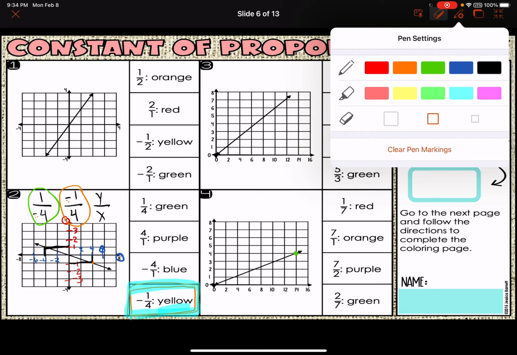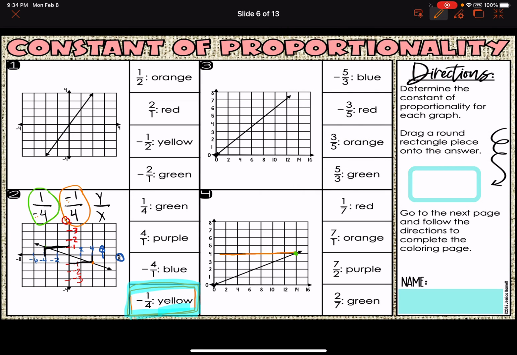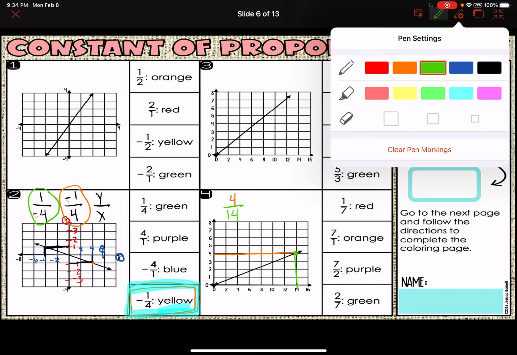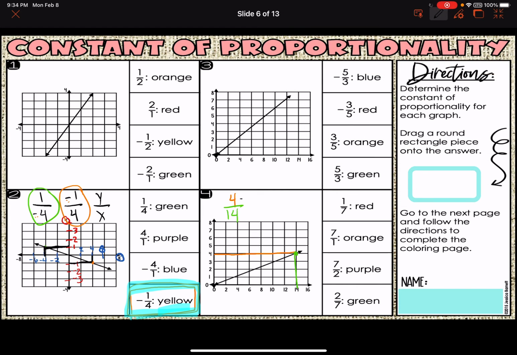So we are going to do y over x. So I'm going to look to our y, and we have a 4. I'm going to look down to our x, and we have a 14. So 4 over 14. But we always want our fractions to be simplified. So I know I can divide both of these by 2, so I'm going to divide the top and the bottom by 2, and I get 2/7. So that means this right here is our answer, 2/7.